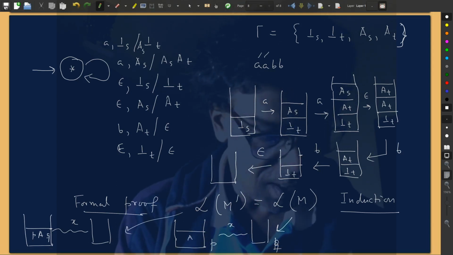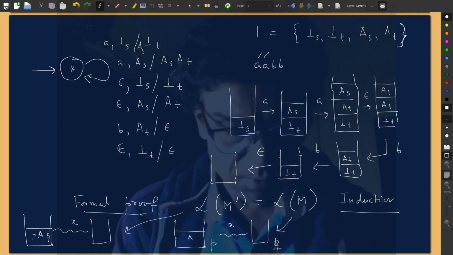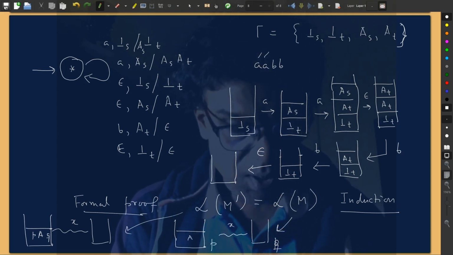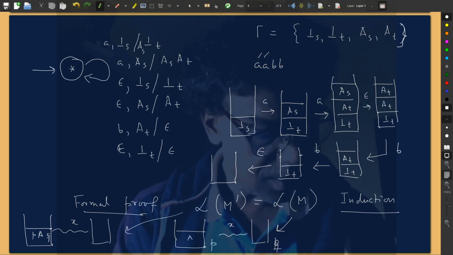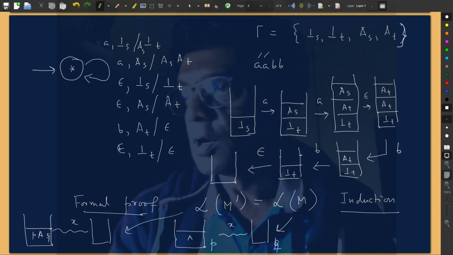Okay, so it's already past 1 hour, so let me stop. The next class, we will look at something called deterministic pushdown automata and the corresponding deterministic context-free languages. Okay, see you.